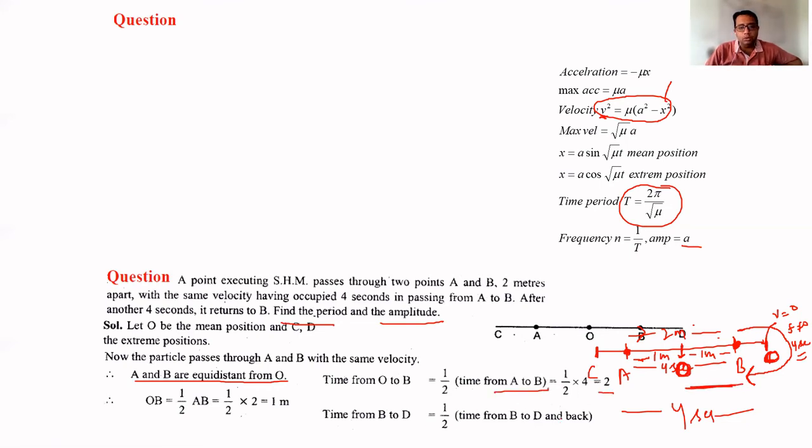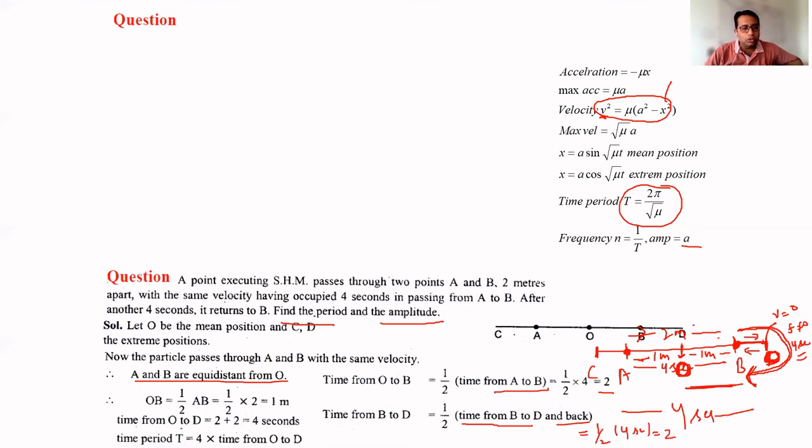And the time from B to D: now if we calculate the time for B to D, from here to here and back, the whole time is 4 seconds. But these are also equal distances, B to D and D to B. So the half time, from B to D, is half of the time from B to D and back. That means it is also equal to half of the 4 seconds, that is 2 seconds.